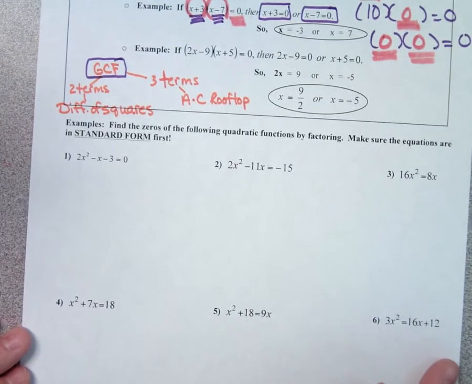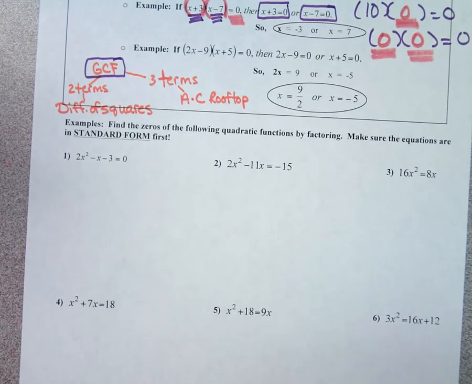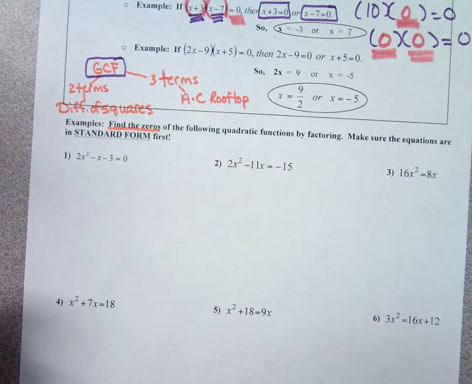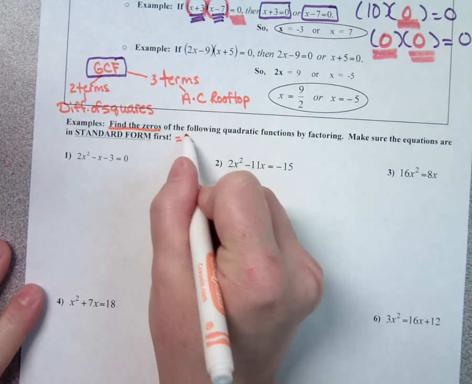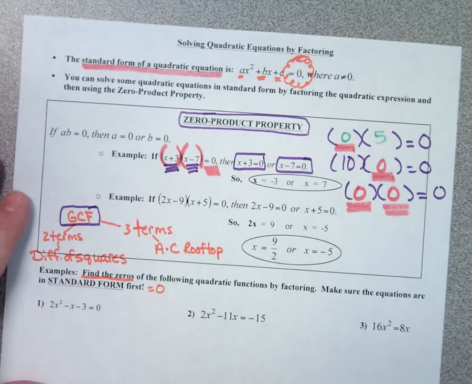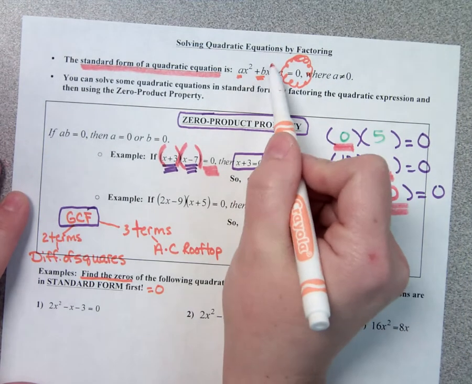Okay, let's read my directions. It says examples. Find the zeros of the following quadratic functions by factoring. Make sure the equations are in standard form first, which means make sure they say equals 0, and then also it means to make sure that the left side is in order. It starts with the x squared, then the x, then the constant.